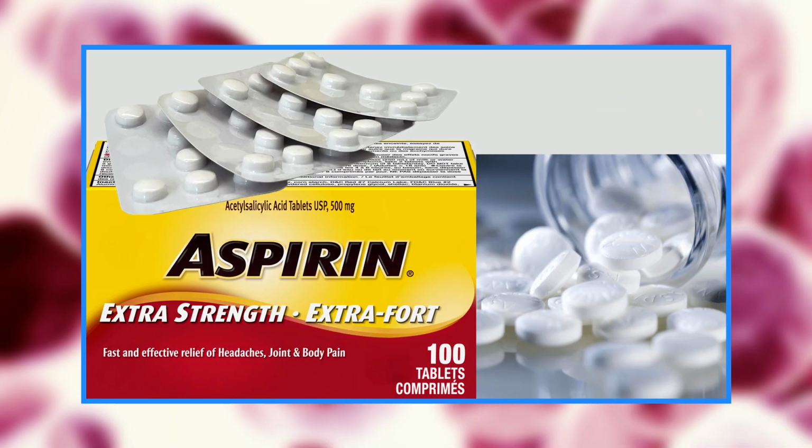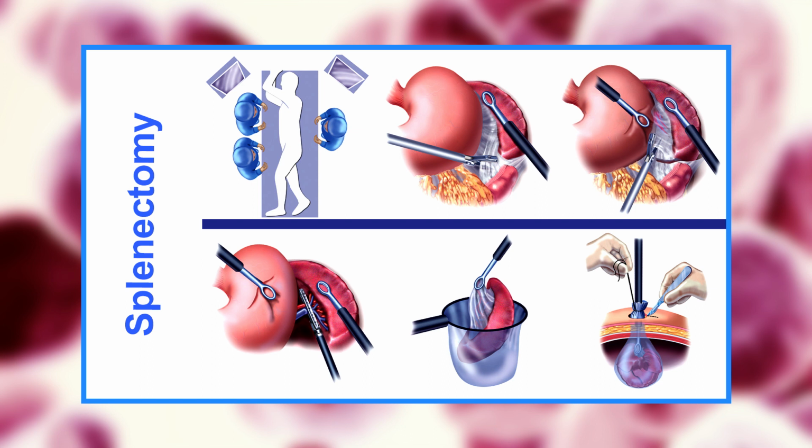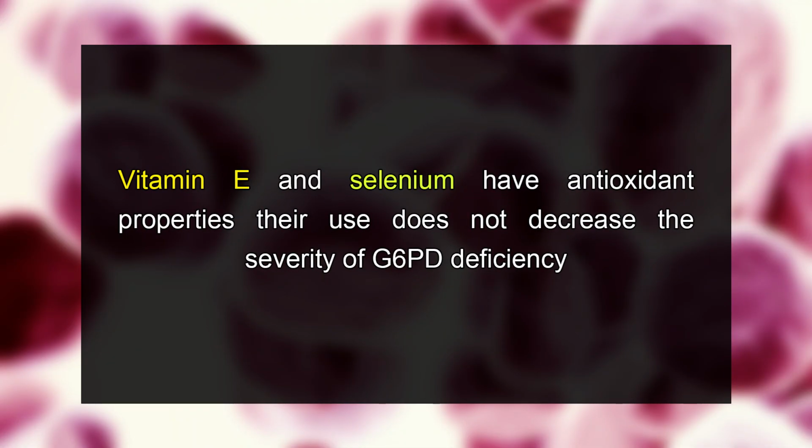Some patients may benefit from removal of the spleen, that is splenectomy, as this is an important site of red cell destruction. Folic acid should be used in any disorder featuring a high red cell turnover. Although vitamin E and selenium have antioxidant properties, their use does not decrease the severity of glucose 6-phosphate dehydrogenase deficiency.